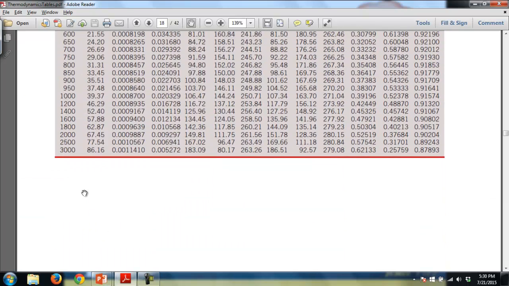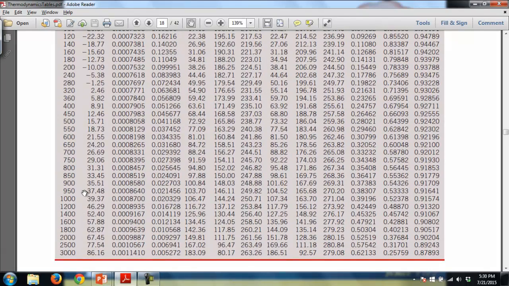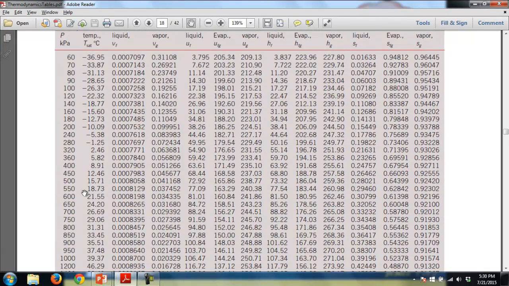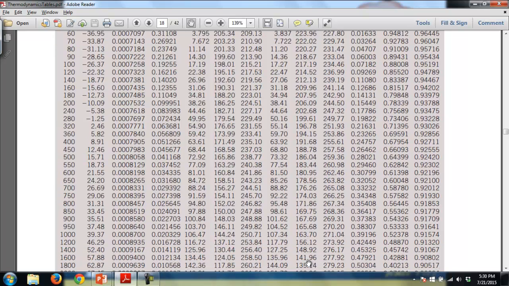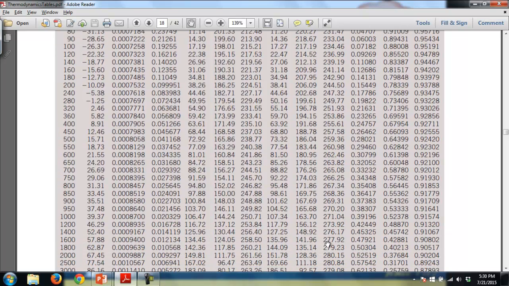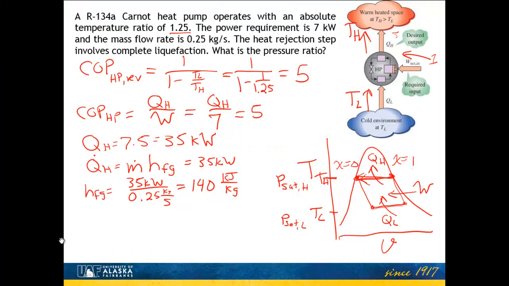Okay, so here we go, and we're looking for 140 again. Here's my value of HFG, and I'm looking for 140. So I'm down here between 141.96 and 135.14. And that's going to be a pressure of 1600 and 1800. So let's go ahead and interpolate that pressure value.